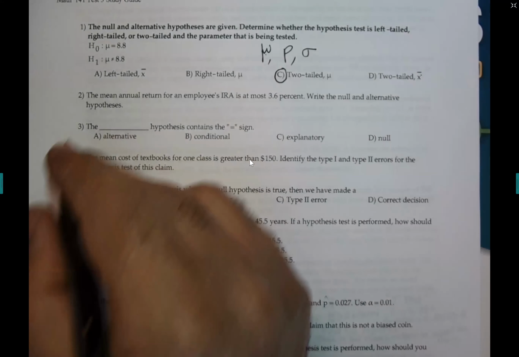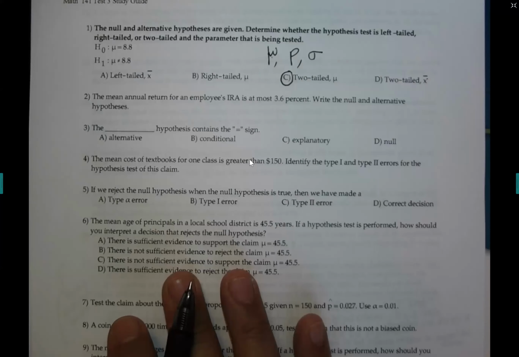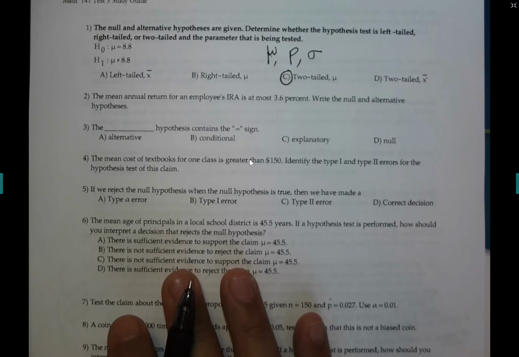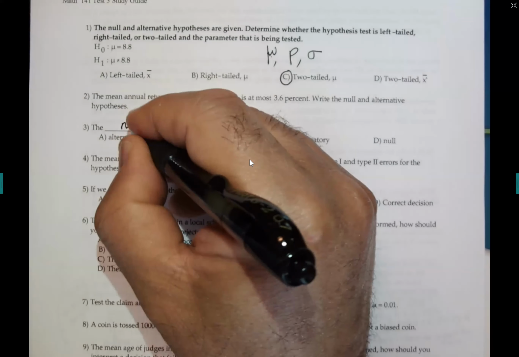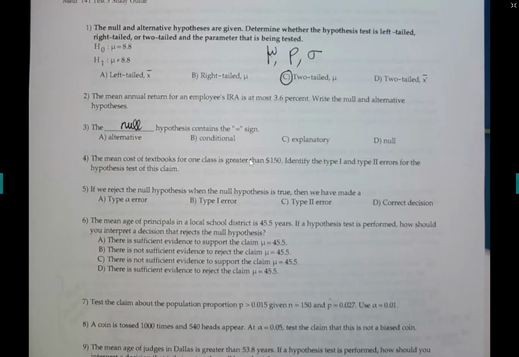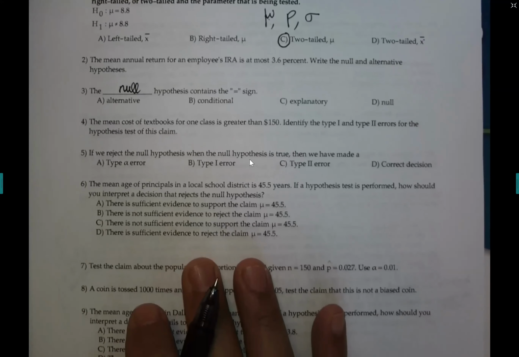What about number 3? What's the answer? D. I agree. What about 5?